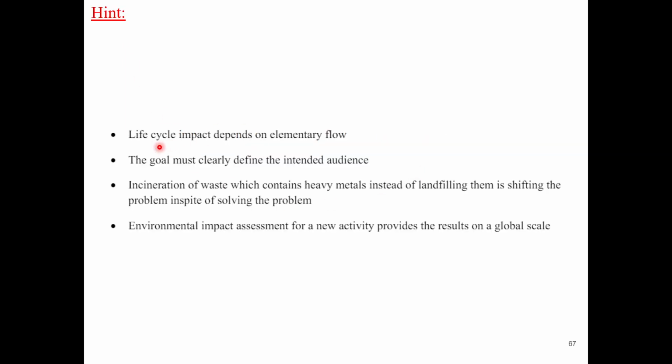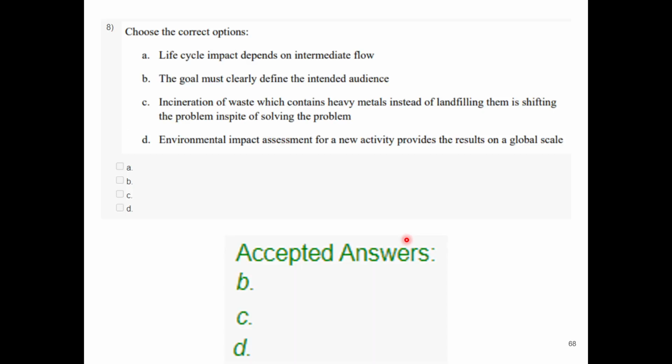So here it is written also, life cycle impact depends on elementary flow, not intermediate. The goal must clearly define the intended audience. Incineration of waste which contains heavy metals instead of landfilling them is shifting the problem instead of solving the problem. And environmental impact assessment for a new activity provides the results on a global scale. Okay, so B, C, and D are the correct options.